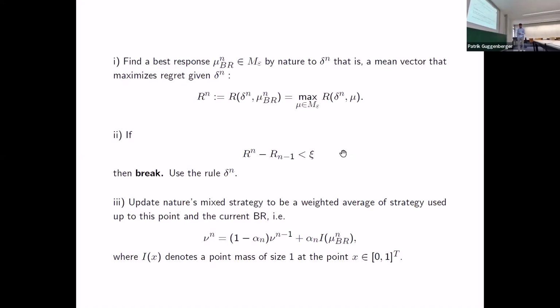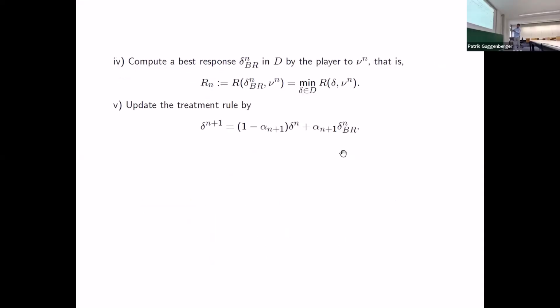Okay, so I of x denotes a point mass of size 1 at the point x. And now we do exactly the same thing for the policymaker. Given a current mixed strategy by nature, we are solving this minimization problem. So the policymaker picks a best response to the current mixed strategy mu n by nature, and then updates its treatment policy to delta n plus 1. So it slightly downweighs what it previously used and includes, with weight alpha n plus 1, the best response that was just calculated. Here's an I missing actually, point mass.